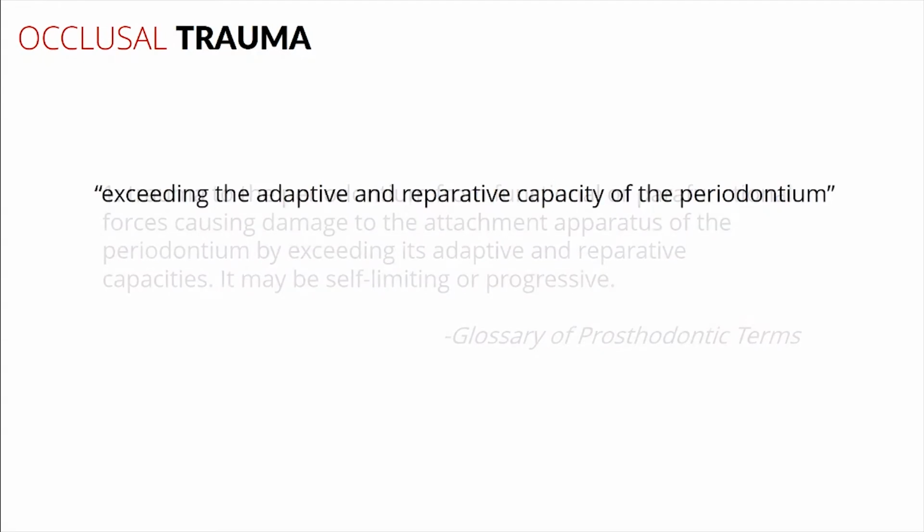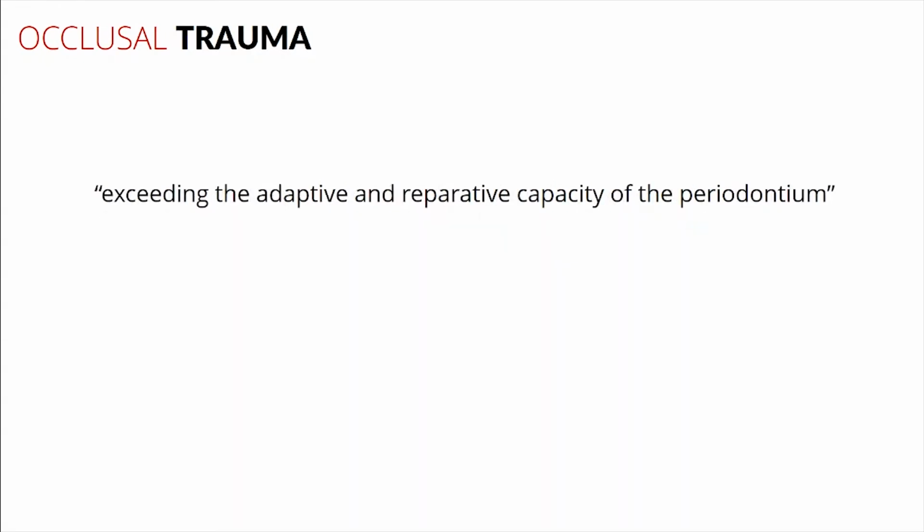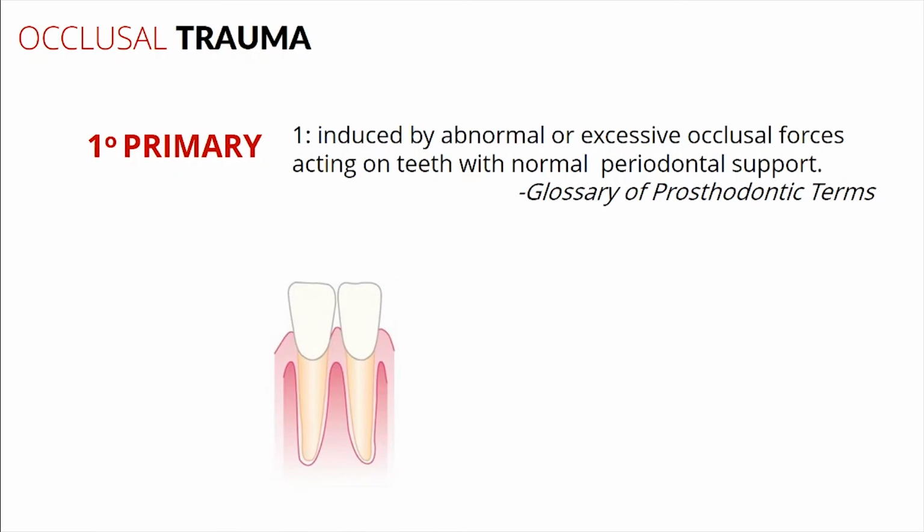So this may be self-limiting or progressive. Okay, so the part I want to highlight is this idea that it's exceeding the adaptive and reparative capacity of the periodontium. So we can think of the periodontium as sort of the complex that attaches the tooth to the bone, right, or the supporting structures of the tooth. So it includes the PDL and then the bone that the PDL is connected to. Okay, so if we were to exceed the adaptive capacity of that, well, we're going to do some damage to some of the structures there.